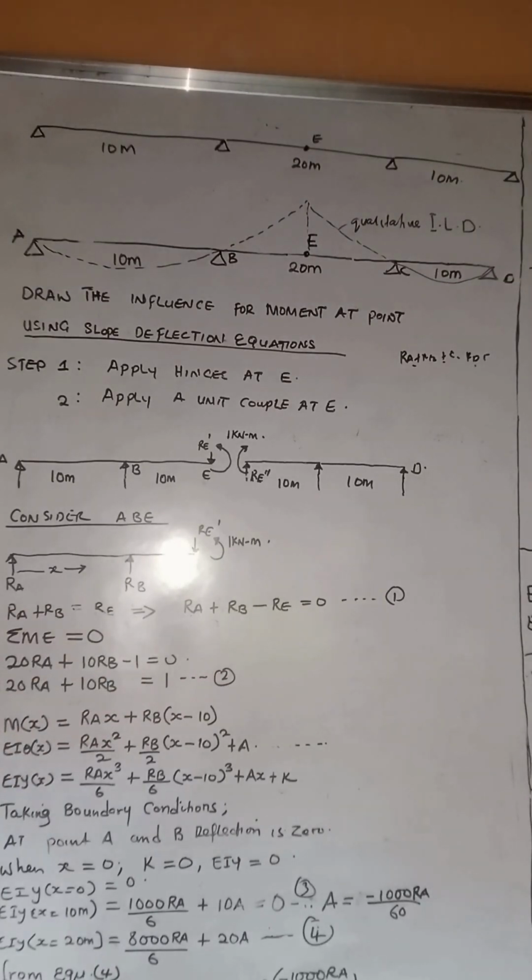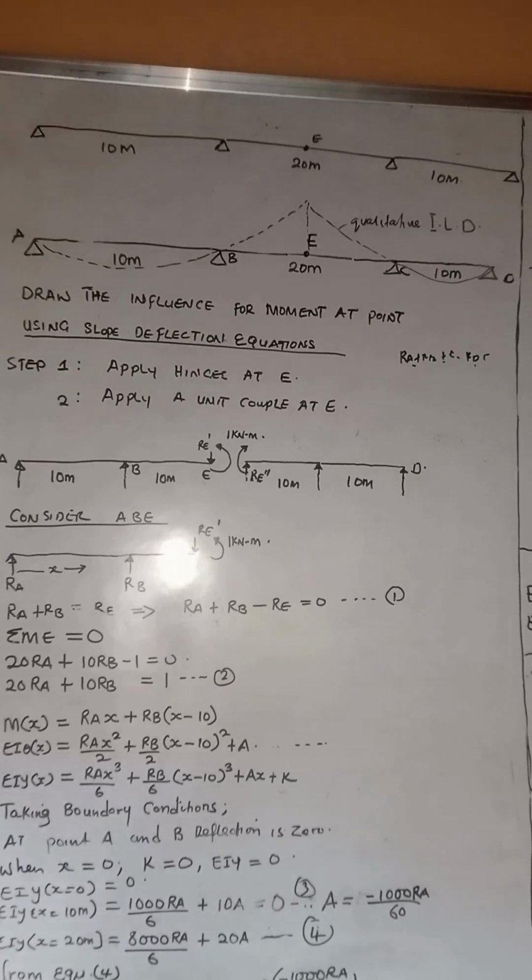Now we need to obtain the moment about a point. Let's take moments about point E. So we say the summation of moments about point E is 0. If we work that out, we have 20 RA plus 10 RB equal to 1. We can call this equation 2.